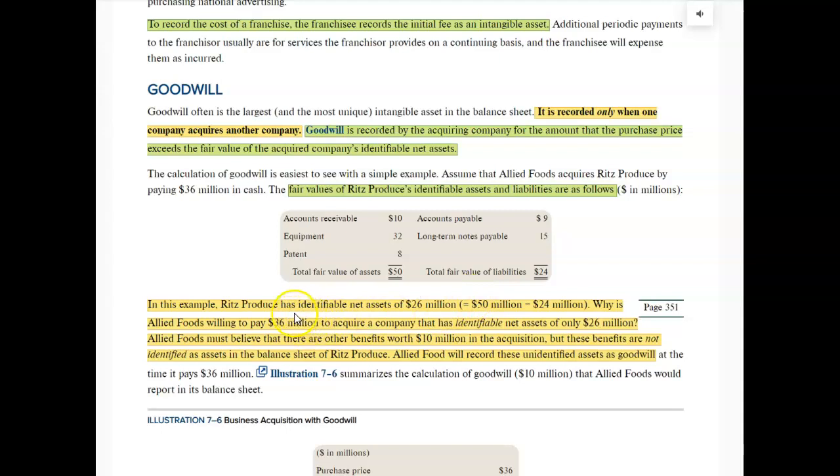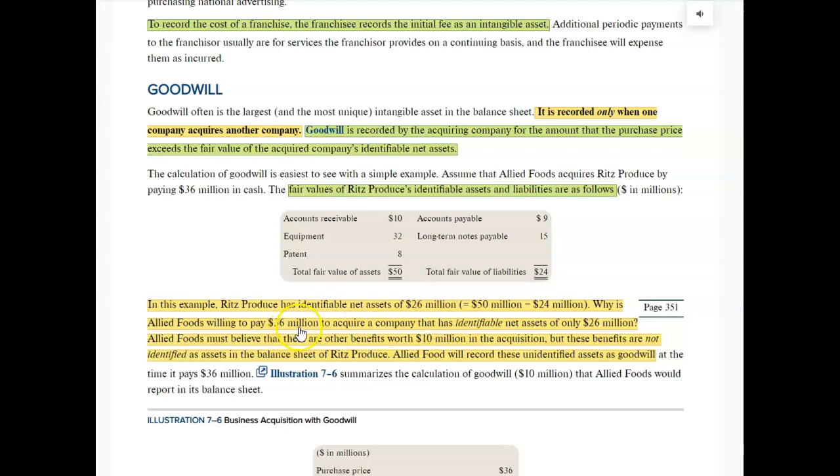You're buying the business that has identifiable net assets of only $26 million. The 50 assets minus the 24 liabilities. So you're buying what you can see there, a net asset, that's why they say identifiable net assets, of $26 million. But the purchase price is $36 million.